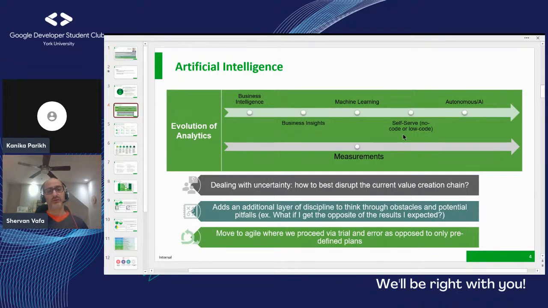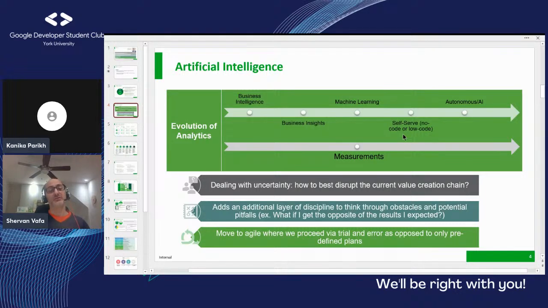So what does artificial intelligence do for you as a business, or machine learning, or data science? First, in my opinion, it helps you deal with uncertainty. How do you best disrupt the current value creation chain? Well, go back to the data, use insights, create models, and that will give you additional tools and insights that you would not have had otherwise.